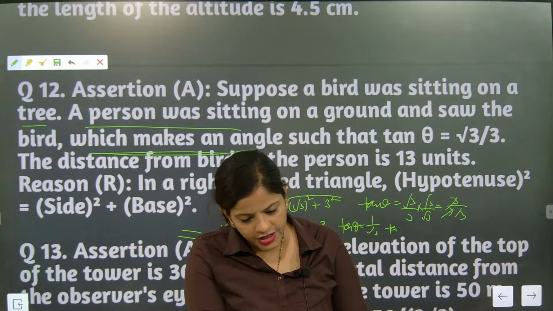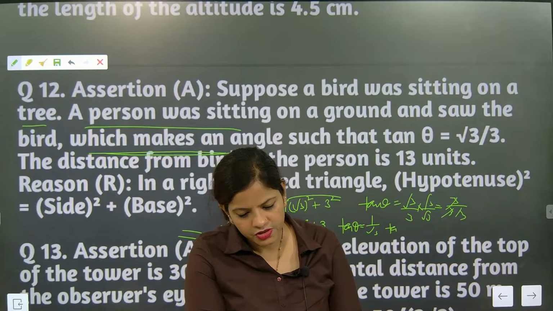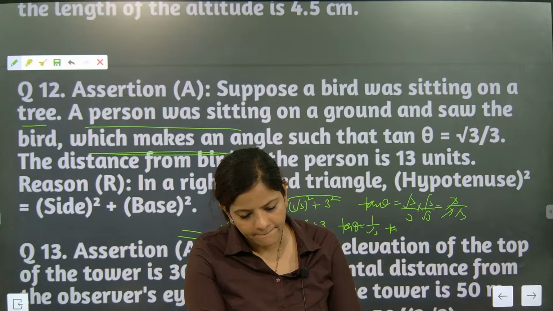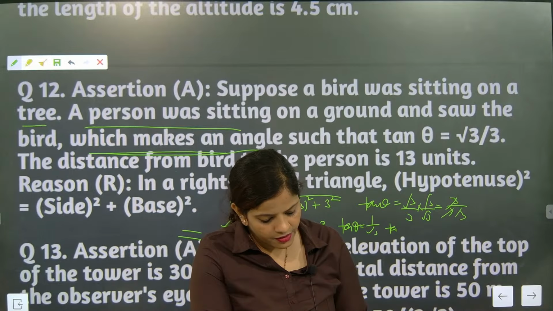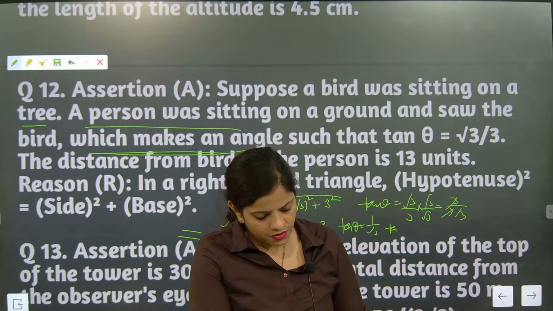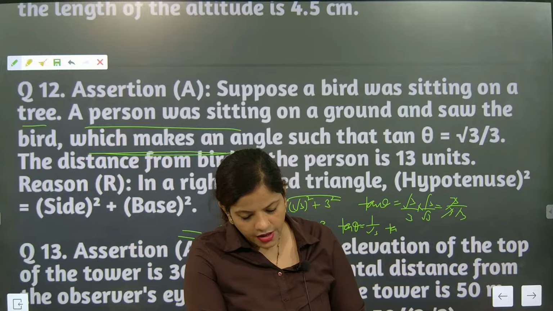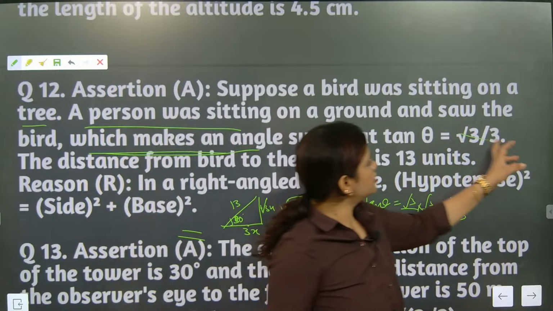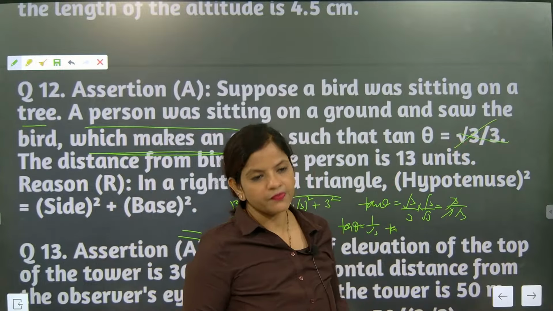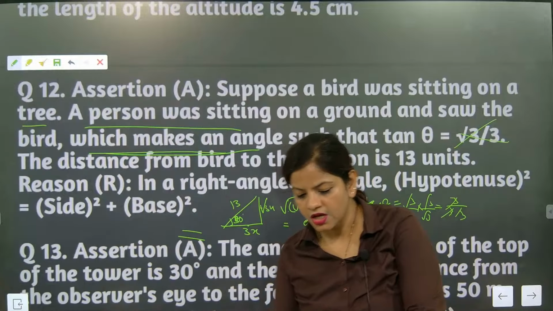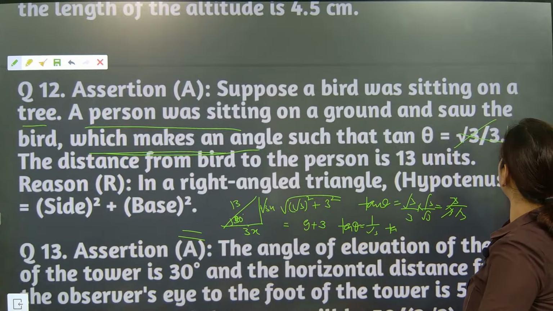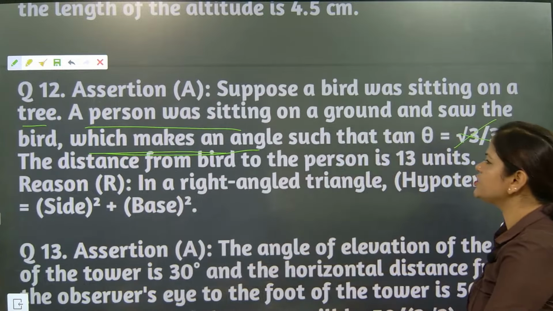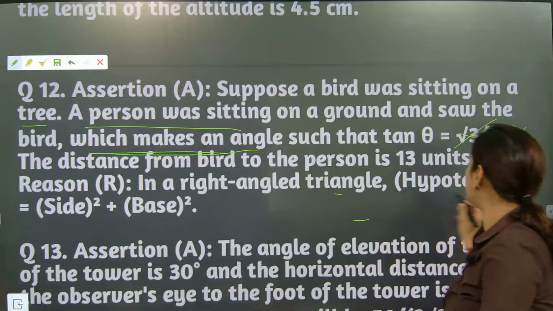Actually, wait one minute. I need to read the question. What was sitting on the tree? Tan theta is equal to... Children, one mistake is there in the question. A typing error is there. This is wrong, so the answer is not coming. So I thought the answer: tan theta is given as 12 by 5. Now do it. Tan theta is coming as 12 by 5 in a right angle triangle.